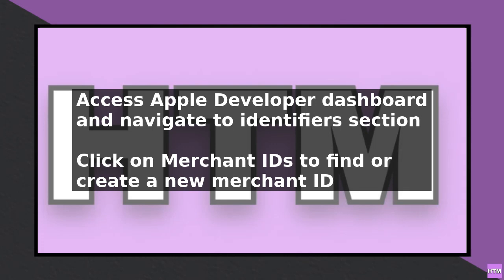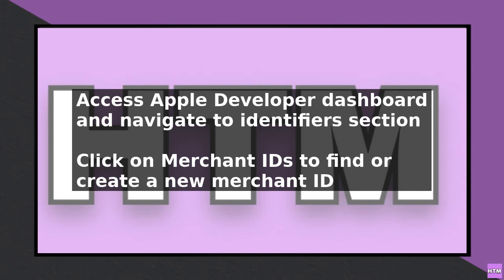After setting up your merchant ID, you need to configure your payment gateway. This involves integrating your merchant ID with a payment processor, such as Stripe or Square. Each payment processor has its own set of instructions for integrating with Apple Pay. So follow the specific guidelines provided by your chosen processor.